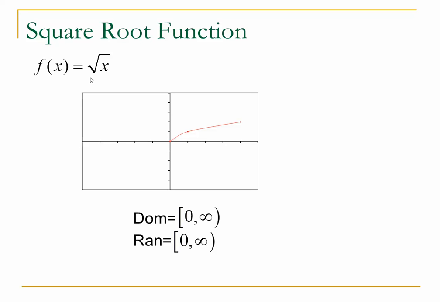So our domain begins at 0, and it's going to go out to infinity. So the earliest number, or the smallest number we can plug in, is 0, which gives us 0. So we have a point here at the origin, making our range from 0 to infinity as well.